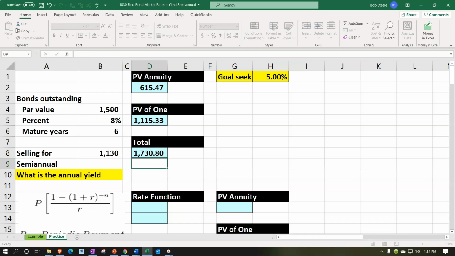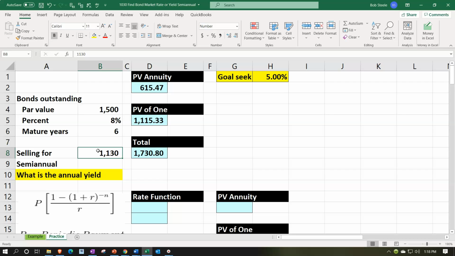And then if I add these two up, that's what we would expect the price to be based on that 5%. It's different than that 1,130. So now we have to adjust it to get the 1,130. We can force that adjustment with the use of the goal seek.